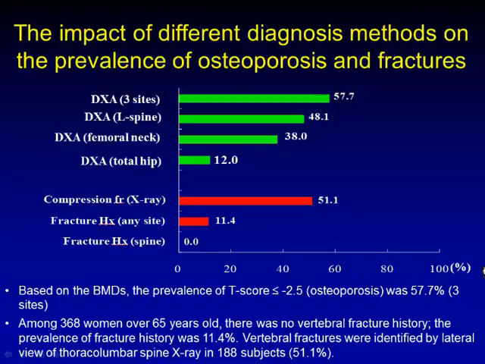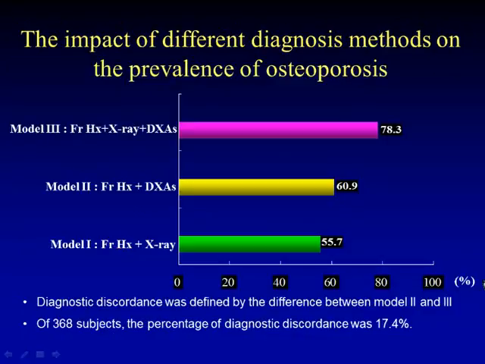As we know, half of vertebral fractures are asymptomatic and have been underestimated in our clinical practice. So vertebral fracture assessment was required for minimizing the diagnostic discordance in osteoporosis. We conducted the study to reveal the impact of diagnostic discordance with or without the lateral view of thoracolumbar spine X-ray in osteoporosis. This is our study site, Tianliao Township.